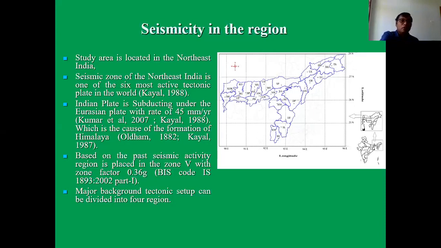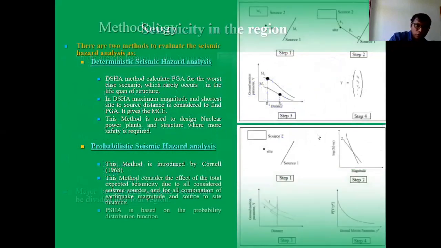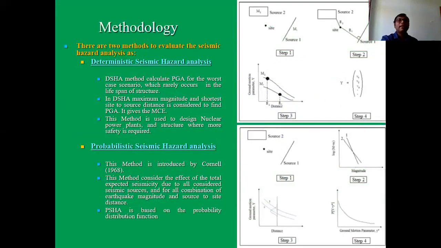Event data you cannot use directly without processing, so pre-processing should be done. That is called the declustering process. Then after extracting the main shocks, you can accumulate the data for your study area and come out with the seismicity parameters.